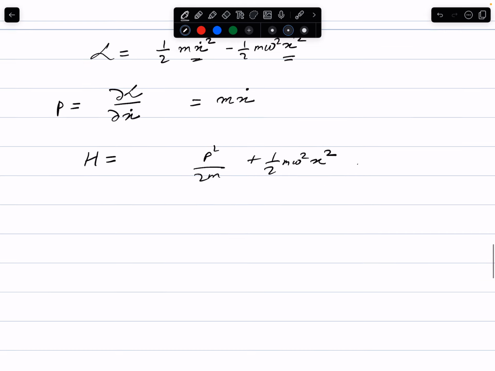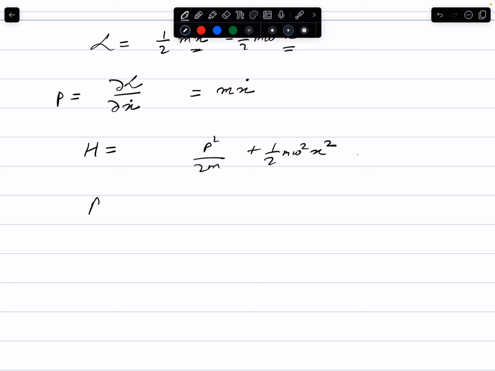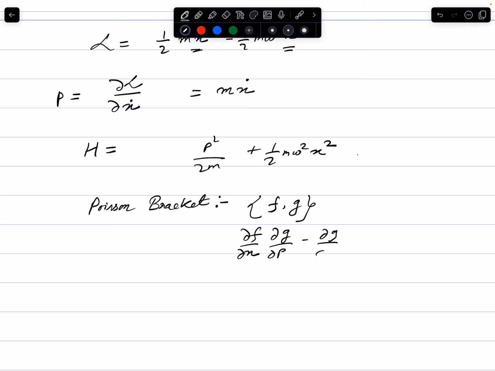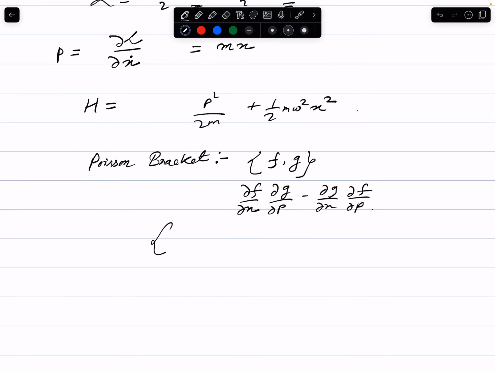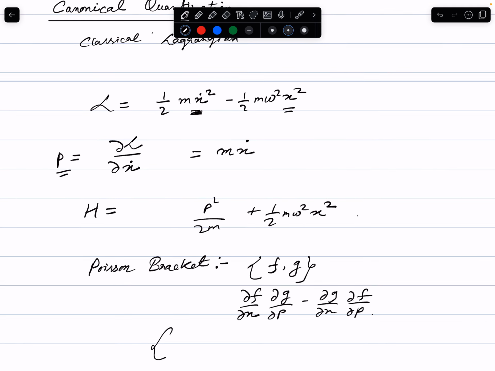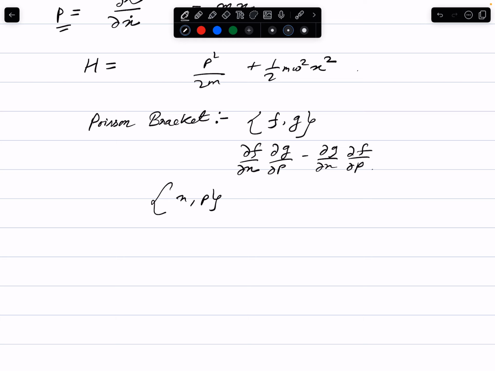And then if you know the canonical Poisson bracket formalism, it's not necessary to know for this, but we can define something called the Poisson bracket in Hamiltonian mechanics. The Poisson bracket of any two variables f and g is given by something like this: ∂f/∂x ∂g/∂p minus ∂g/∂x ∂f/∂p. And for x and p, which are our main conjugate variables, we start with x, we define p, and the bracket of x and p is 1.